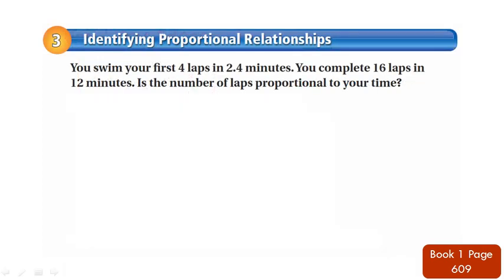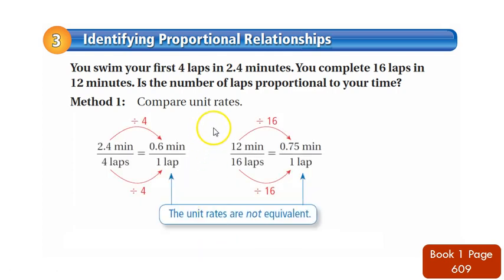You swim your first lap, 4 laps in 2.4 minutes, and you complete 16 laps in 12 minutes. Is the number of laps proportional to your time? Method 1 is to compare the unit rates. You see, a unit rate has a ratio of 1. To do time per lap, we must divide the 4 laps by 4 to get the 1.